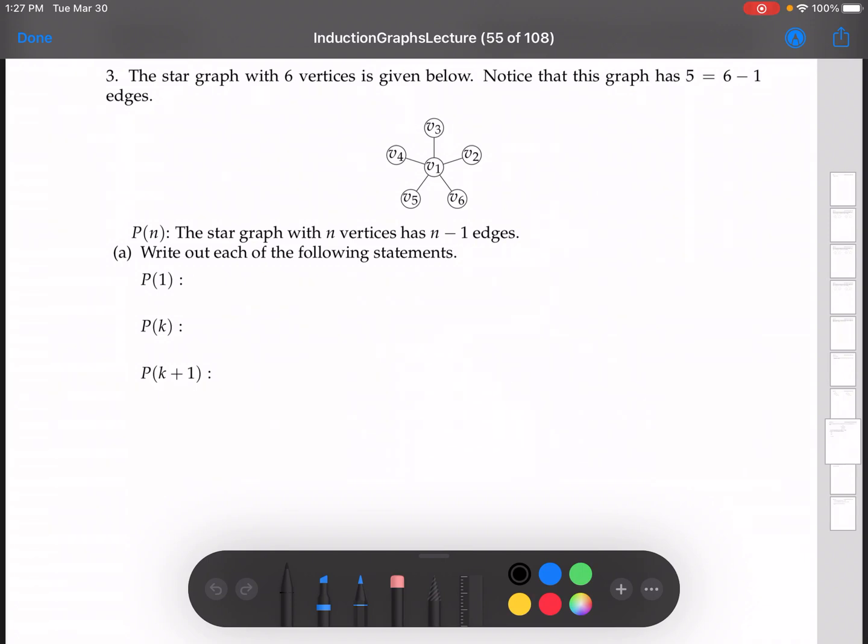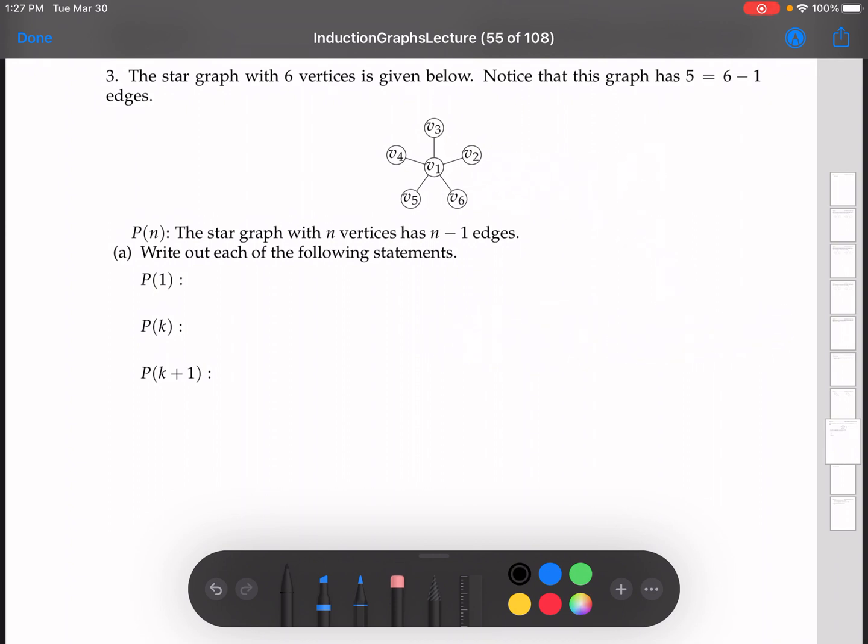This is very similar to part A on problem 3 on the induction with graphs worksheet. All right, so the only difference is that we have a star here, this thing that looks like this, and not a path like we have on the induction with graphs worksheet.